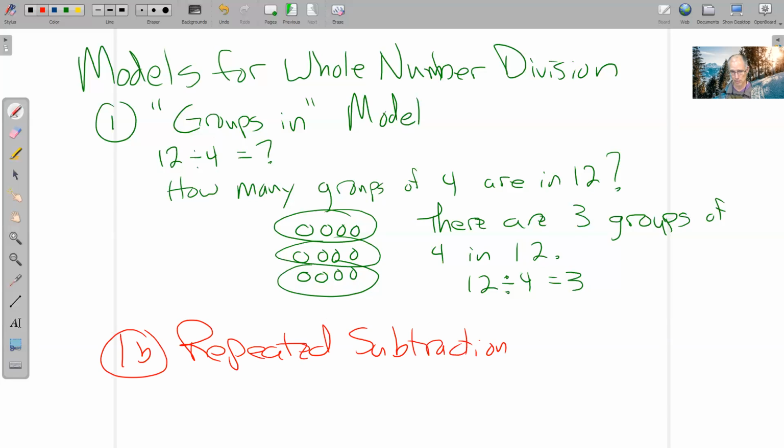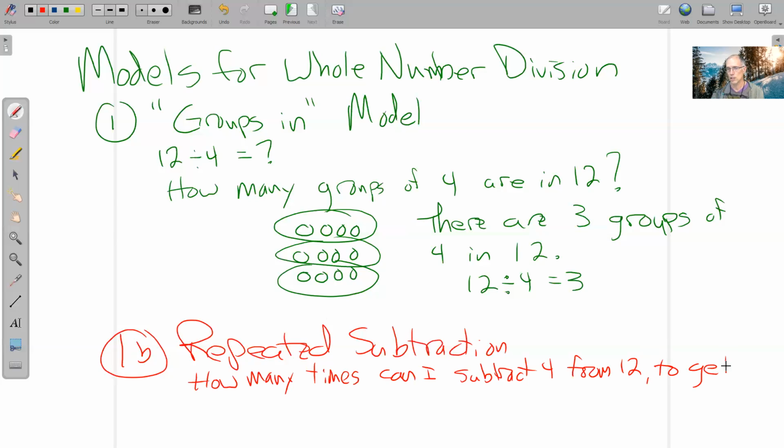So the question here would be, how many times can I subtract 4 from 12? And there's kind of a little catch: to get as close to 0 as possible. And some people think that second part after the comma is implied, but you've got to be careful about what you imply.